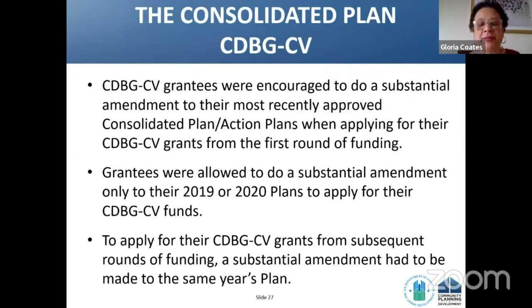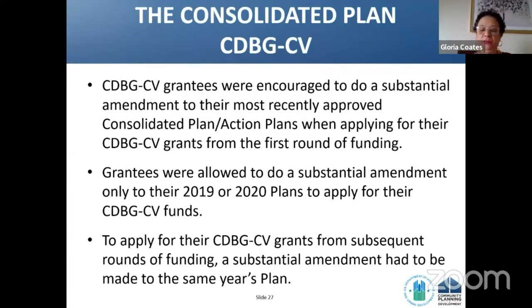Although most grantees did do the most recently approved, which for most of them at that time was the 2019, because the CARES Act extended the date until August 16, 2021, some grantees took advantage of that, meaning that they didn't do their most recently approved. The 19 may have been approved, but they decided to wait and submit it with the 2020. Now, to apply for CV funds, you were only allowed to do a substantial amendment to the 2019 or 2020 plans. That's a provision in the CARES Act.